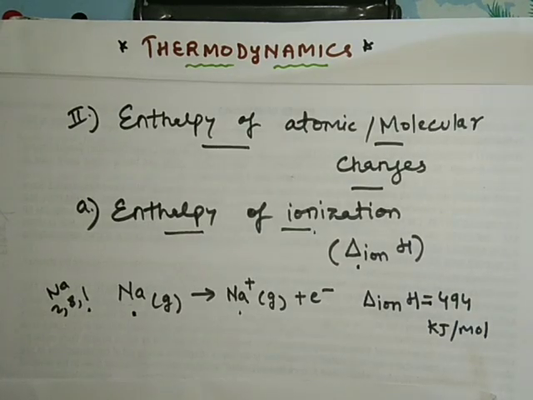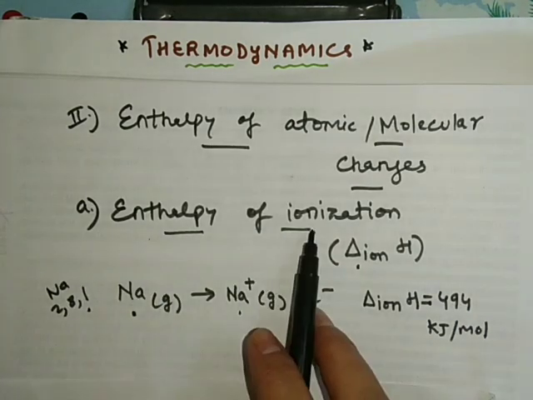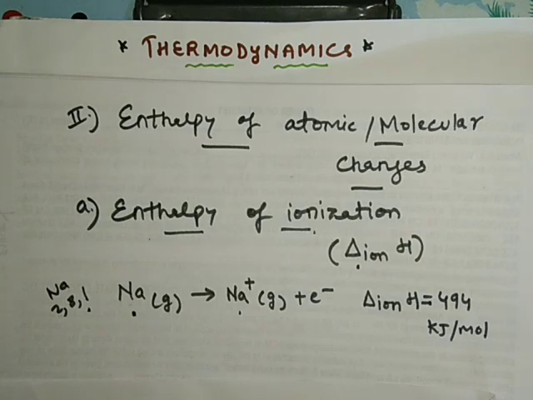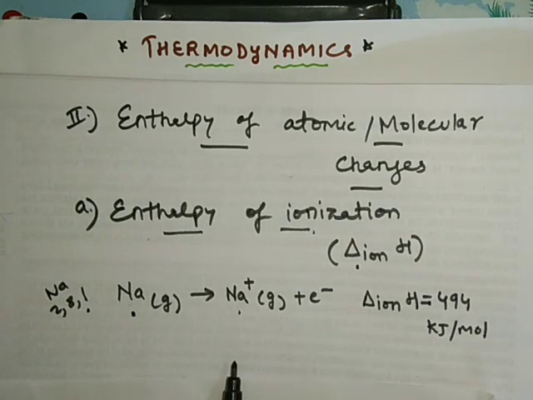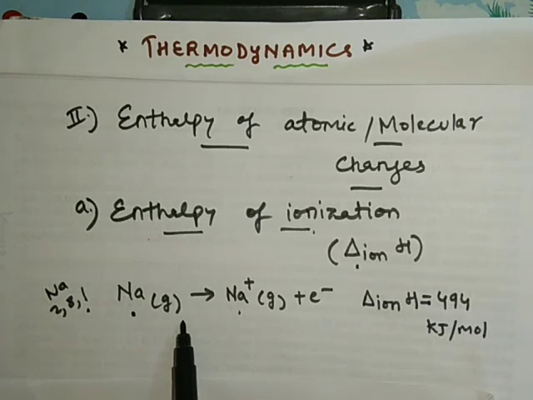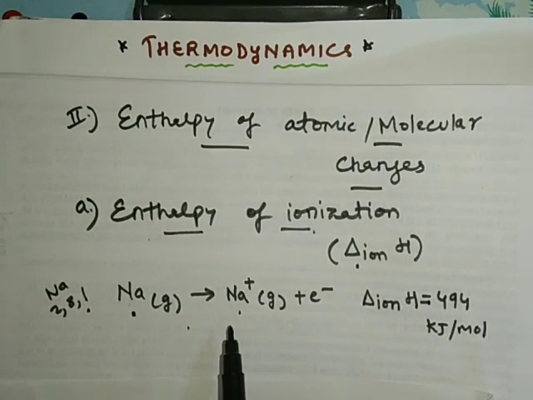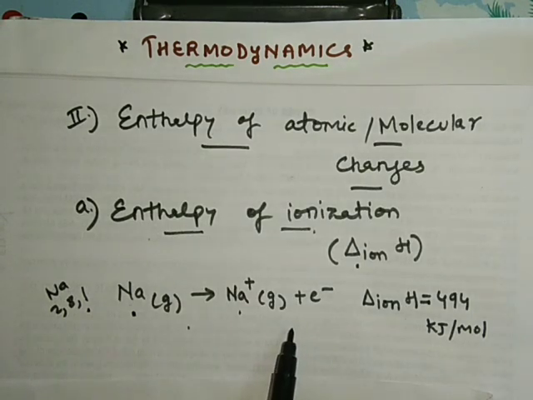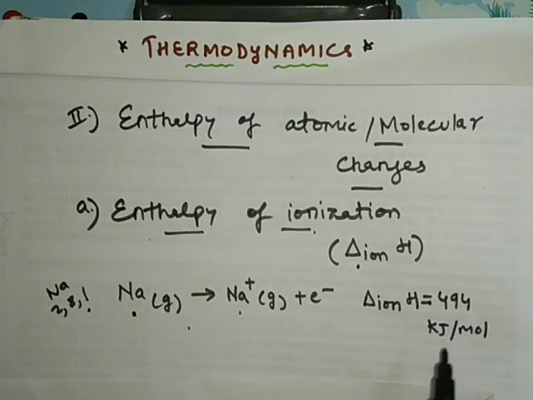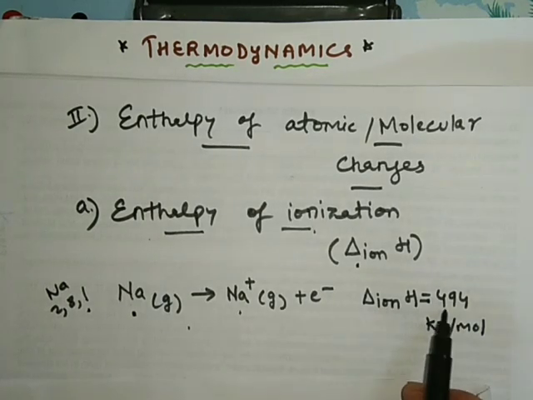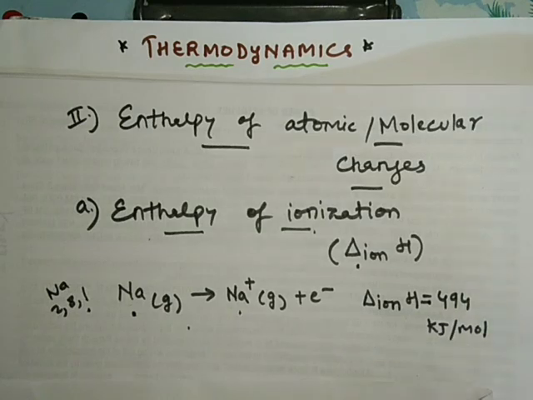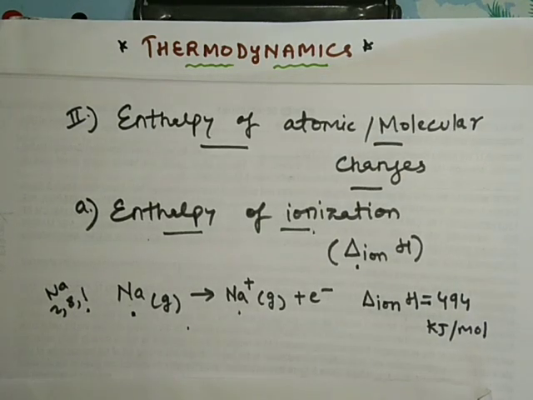I am repeating, here goes the enthalpy of ionization definition. The enthalpy change that accompanies removal of one electron from one mole of gaseous atom is called enthalpy of ionization. And then you can give this example. If you can remember the value, you can say delta ion H is 494 kilojoules per mole. Okay, now the reverse of this reaction is called electron gain process.